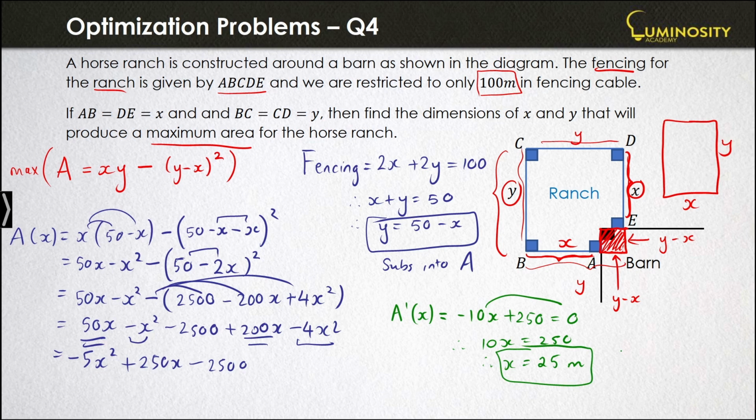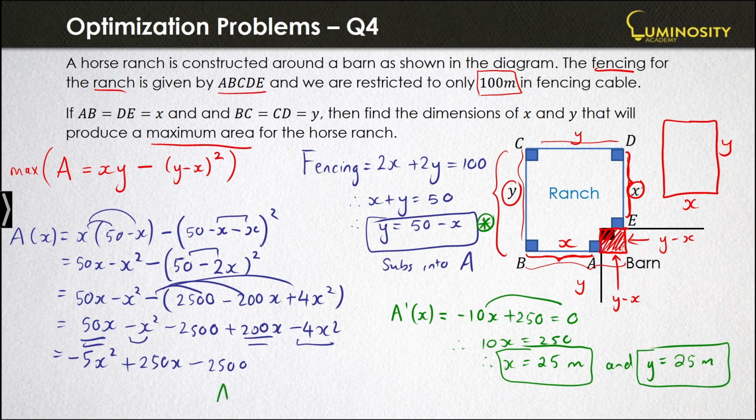That was X, and we can find Y because we've already got an expression for Y in terms of X. Y is 50 minus X, so 50 minus 25 is 25. So X and Y are both equal in length, 25 meters. If you look at that, you have 25 plus 25 plus 25 plus 25, which gives you the 100 meters of fencing cable we were restricted to. On top of that, it gives us the maximum area. So the dimensions that produce maximum area are when X and Y are both 25 meters.